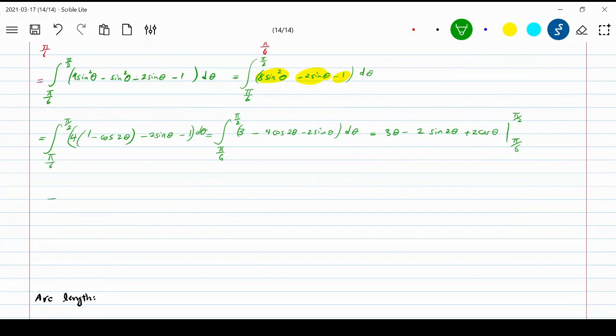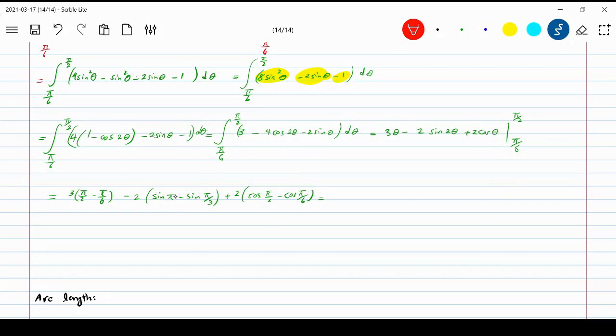So finally, replacing pi half and pi over 6, you get 3 pi half minus pi over 6. We're going to replace it for both of them and subtract at the same time. Minus 2 sine of 2 times pi over 2, which would be sine pi, minus sine pi over 3, and plus 2 cosine of pi over 2 minus cosine of pi over 6.